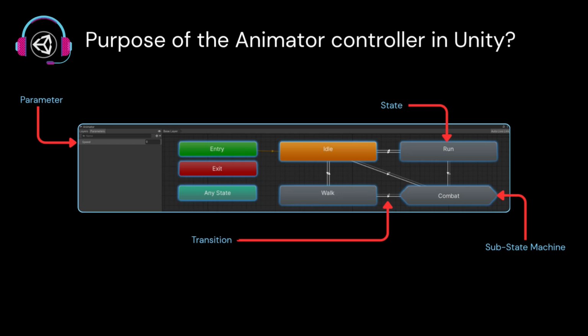Character animation, enemy AI, UI animation, and environmental effects are common scenarios where animator controllers can be used. Animator controllers are one of Unity's most powerful features for managing animation logic. With their state machine structure, parameter-based transitions, and substate machines, they provide a highly flexible system to control how your game objects animate and respond to the world. Let's move to the next question.